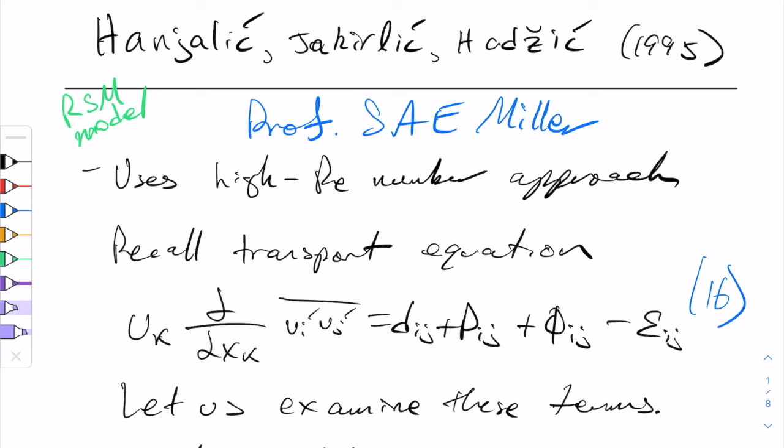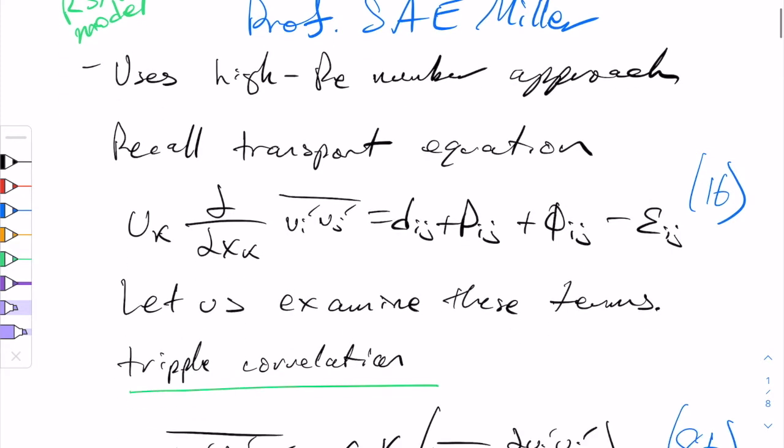Today I want to talk about the Reynolds stress model, which came out in 1995, of Hanjalic, Jakirlic, and Hadzic. This is a particular high Reynolds number approach, which is based on solving differential equations for, of course, the Reynolds stress, or the transport equation for Reynolds stress, which is shown right here in equation 16, which I introduced and derived earlier in this video series.